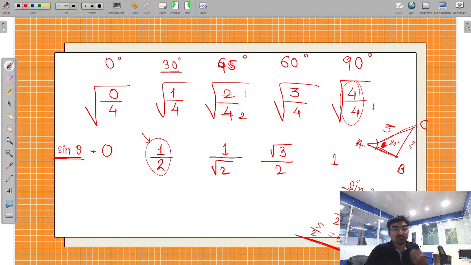Now first we'll understand how to write the table completely. We have just found the values of sine, right? There are still the values of the other 5 ratios, right? So I'll give you a trick, don't worry.